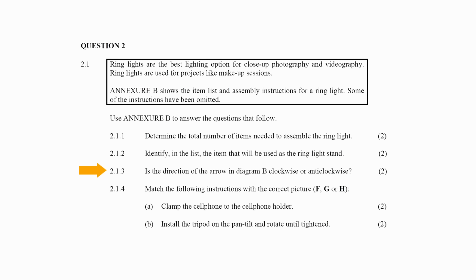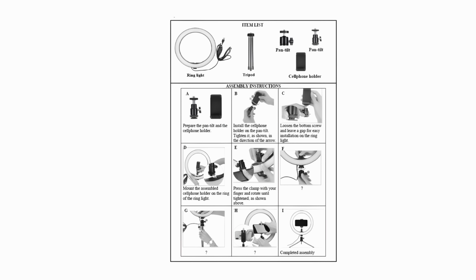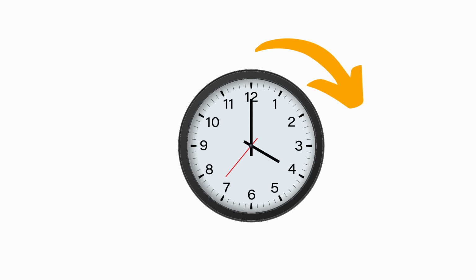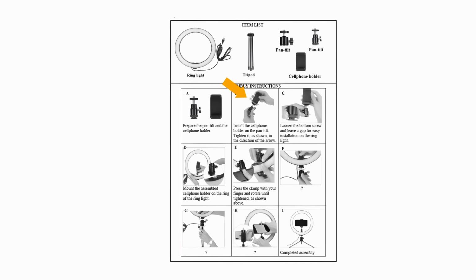In question 213, you have to state whether the direction of the arrow in diagram B is clockwise or anti-clockwise. Usually the conventional way of tightening items like screws or bolts will be in a clockwise direction, meaning in the same direction as clock hands in an analog clock. From the diagram, the instruction tells us to tighten the cell phone holder. Also, the arrow points in a clockwise direction. So the answer is clockwise.